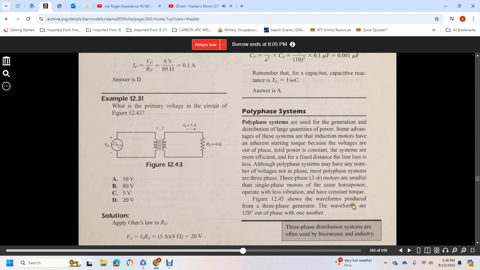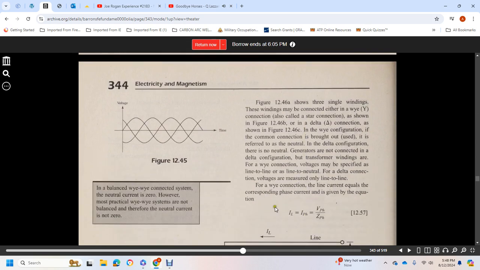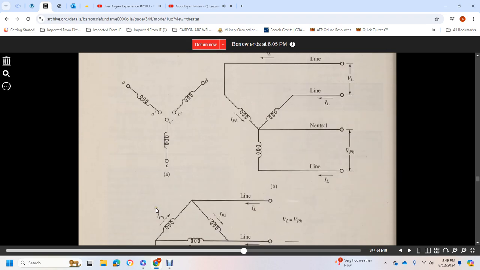A three-phase generator. Waveforms are 120 degrees out of phase with one another. Three-phase distribution systems are often used in business and industry. In a balanced YY connected system, the neutral current is 0. However, practical YY systems are not balanced. Therefore, the neutral current is not 0.